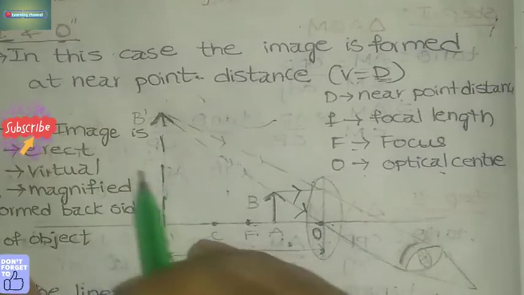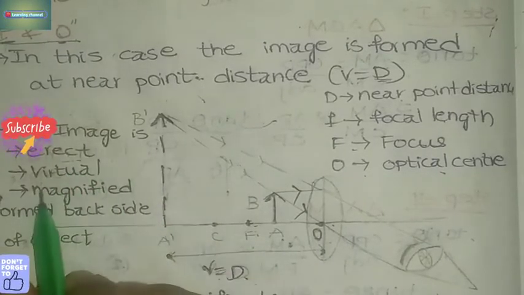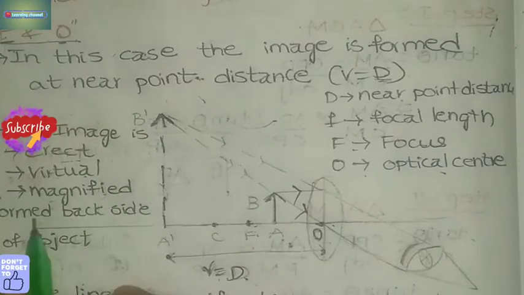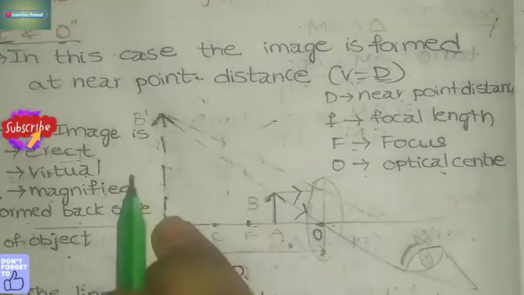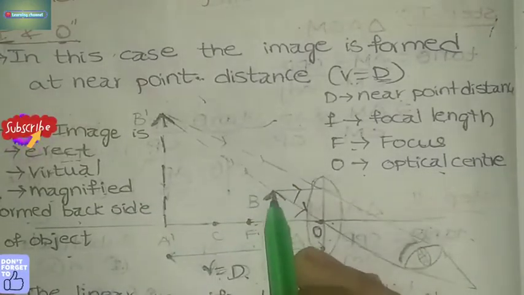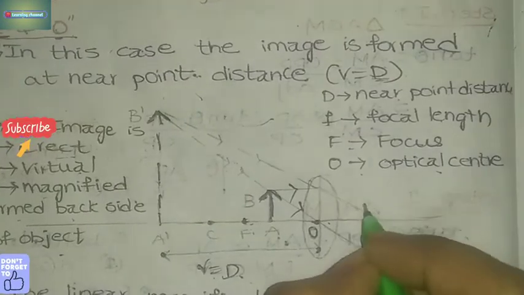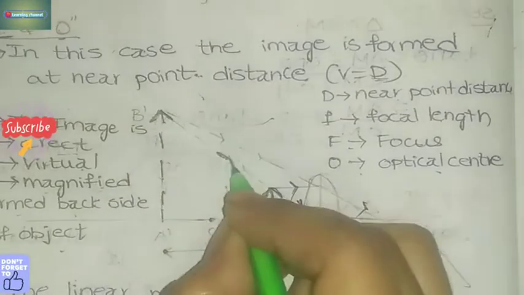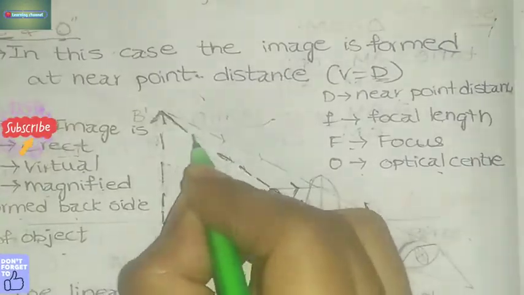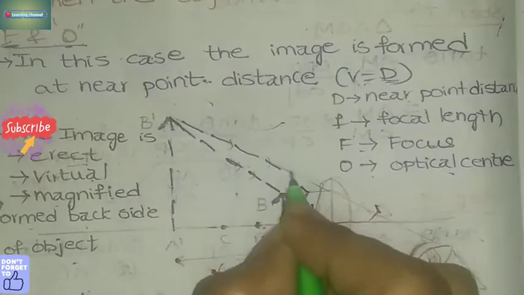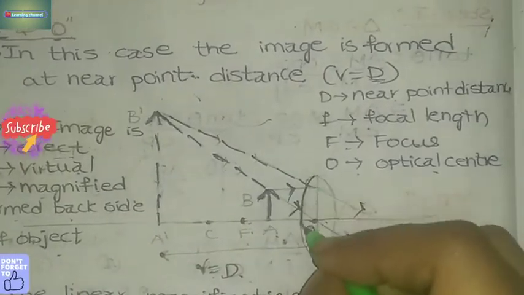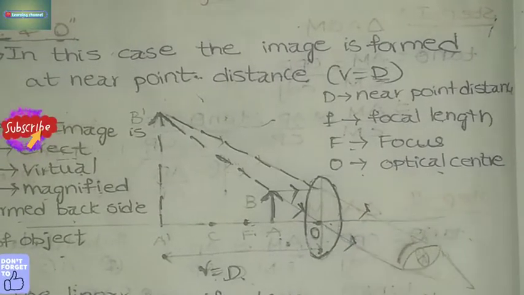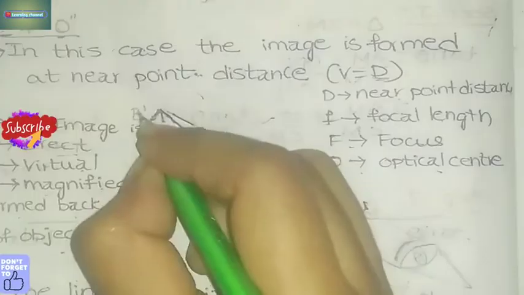Here the image is erect, virtual, magnified, and formed on the back side. Erect means straight. The image is formed on the back side of the object, and you have to draw the arrows. These arrows are very important; no need to draw here, just extend the line. This is the lens. Use a scale while drawing the rays. This is the image.